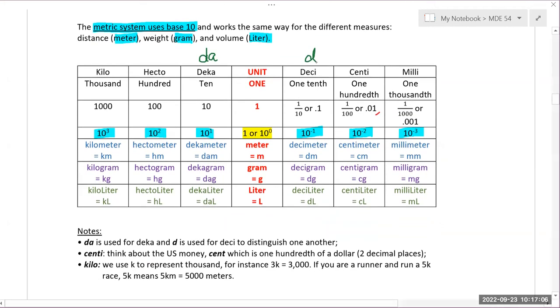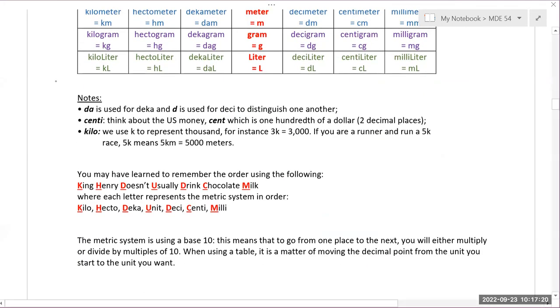If you want to think of a centi being 100, think of it as 2 decimal places. That's our money, cents. And then a kilo, think of that as 1,000. Just some common ones. And then I've got one more thing here on this page to look at.